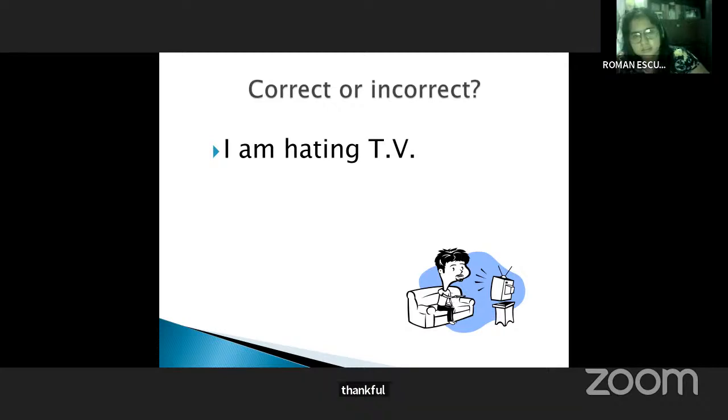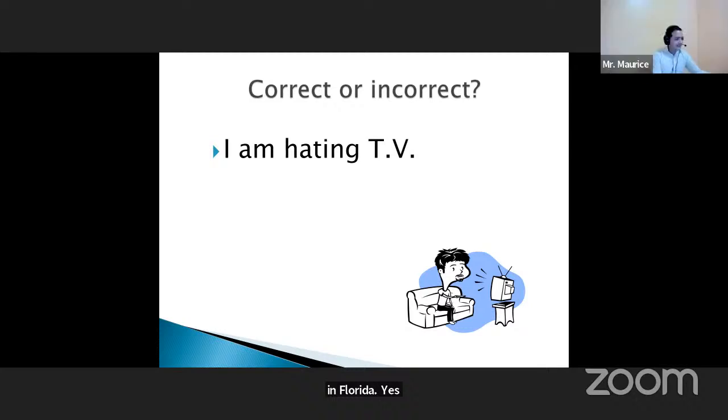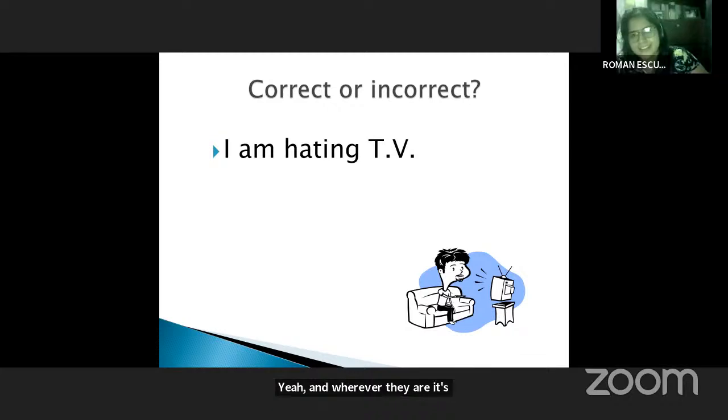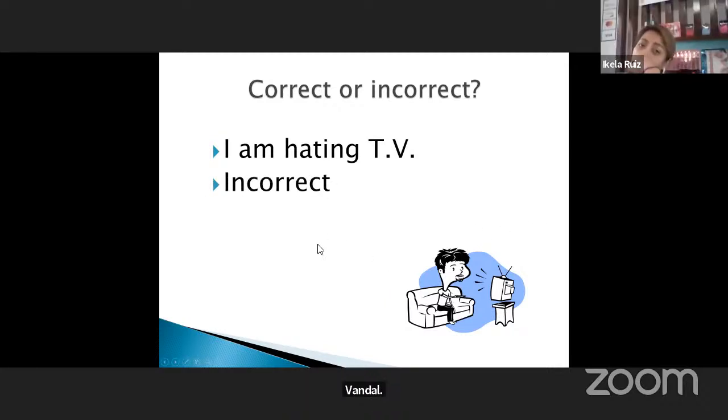Incorrect. Yes, lo mismo, ¿verdad? Aquí tenemos el verbo odiar. El verbo odiar, ¿está bien? Es como "estoy odiando la TV". No. "I am hating watch TV."